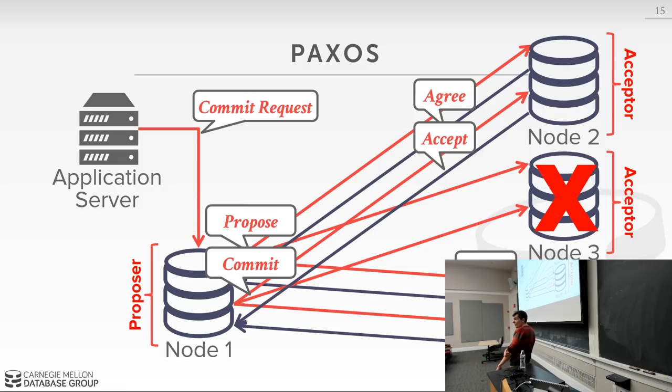Yes. I think that's not something the commit protocol should be worried about. If you are going to commit a transaction, you should deal with those conflicts within the proposer node. You have to make sure that your transaction can be committed. Yeah. So he's right.